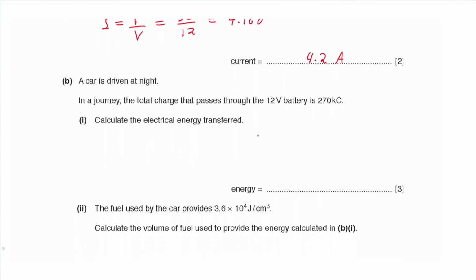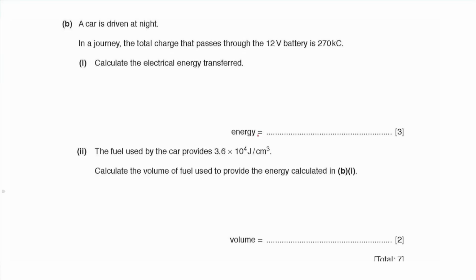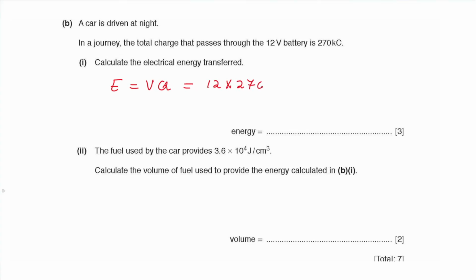Question B says a car is driven at night in a journey. The total charge that passes through the 12-volt battery is 270 kilocoulomb. Calculate the electrical energy transferred. We use energy is equal to voltage multiplied by charge. So 12 multiplied by 270, but times 10 to the power of 3 for kilo. This gives an answer of 3.24 times 10 to the power of 6 joules.